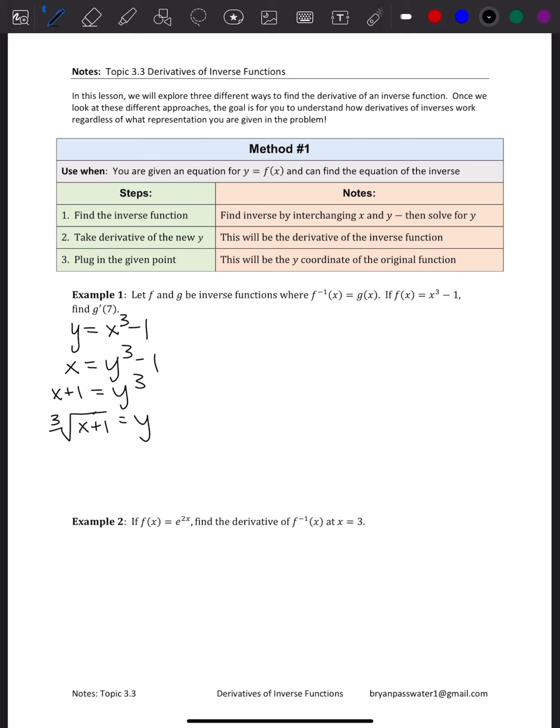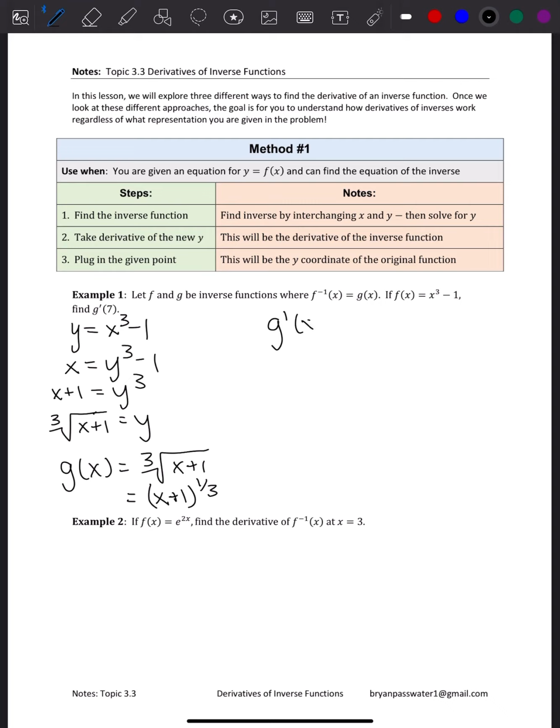Well, this function right here is g of x, so g of x is equal to the cube root of x plus 1. Okay, so when we want to find the derivative, we need to find the derivative of this function. Before we do that, we're going to change what this looks like. The cube root is the same thing as raising something to the 1/3 power. So I'm going to take the derivative of x plus 1 to the 1/3 power.